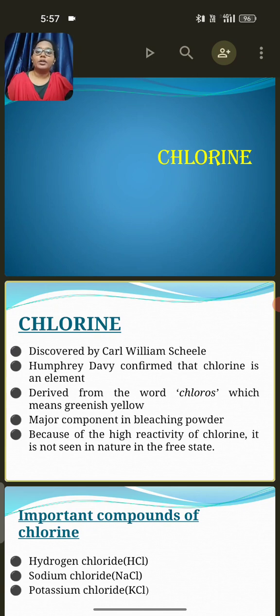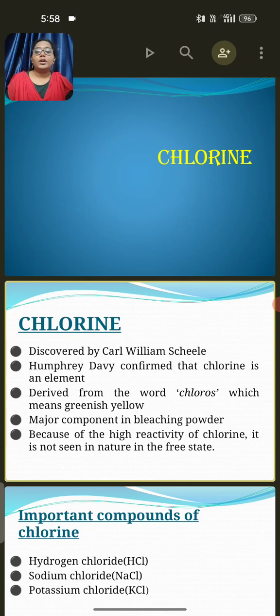Atomic number of chlorine is 17 and its mass number is 35. First of all, we discuss some basic facts about chlorine. The element chlorine was discovered by Carl William Scheele, but it was identified as an element by Humphry Davy. The term chlorine comes from the word chloros, which means greenish yellow, because chlorine is greenish yellow in color.